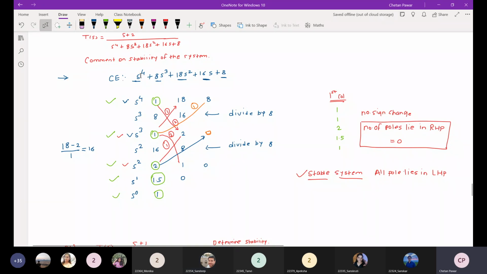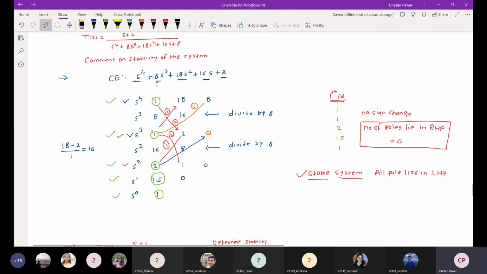So now we have the characteristic equation here. The roots of the characteristic equation are the closed loop poles. So first, s raised to 4 is an even order term. So first I will take the even order term coefficients. The coefficient of this will be 1, the coefficient of this will be 18, and the coefficient of s raised to 0 will be 8. So I have considered the even order terms here, 1, 18 and 8. This way I have formed this row.